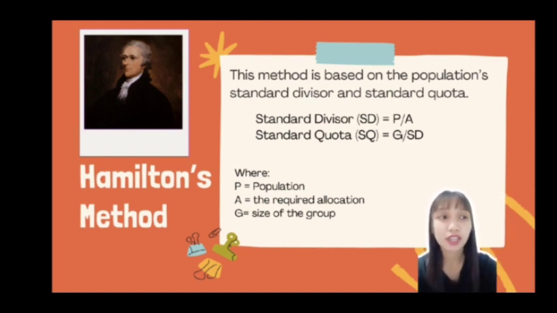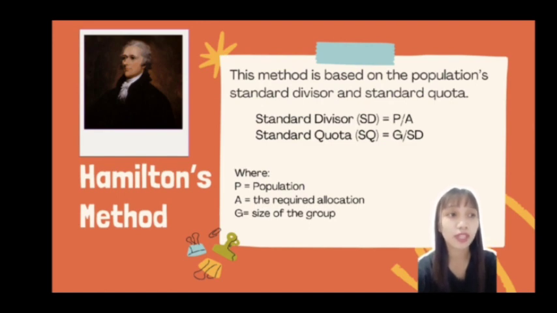Hamilton's method. This method is based on the population, standard divisor and standard quota. The formula in getting the standard divisor is SD equals P over A, while getting the standard quota is SQ equals G over SD, which is our standard divisor.